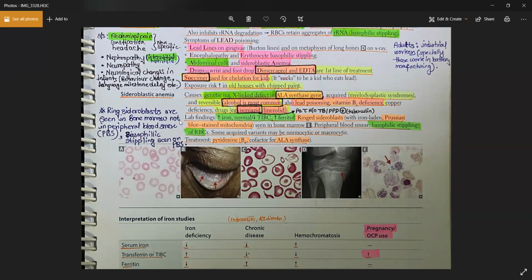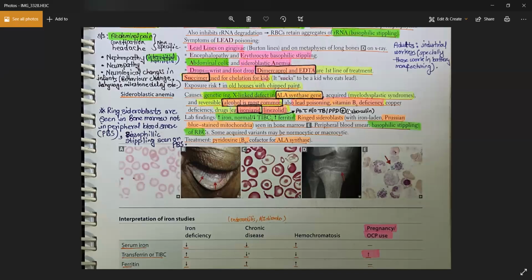The copper deficiency can cause it. The drugs like the isoniazid and the linezolid, they can also cause it. So it could be a patient on the TB therapy, right? But they can have this kind of anemia, the sideroblastic anemia. So remember that. And when you have the vitamin B6 deficiency, because you guys know that the glycine and succinyl coenzyme A will be converted into the ALA with the help of vitamin B6 and this ALA synthetase, right? So in case of vitamin B6 deficiency, you can also have the sideroblastic anemia.